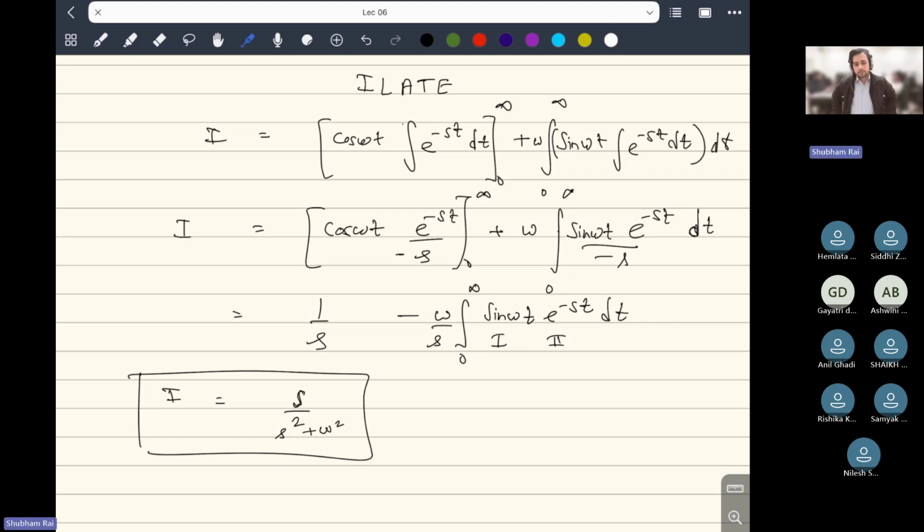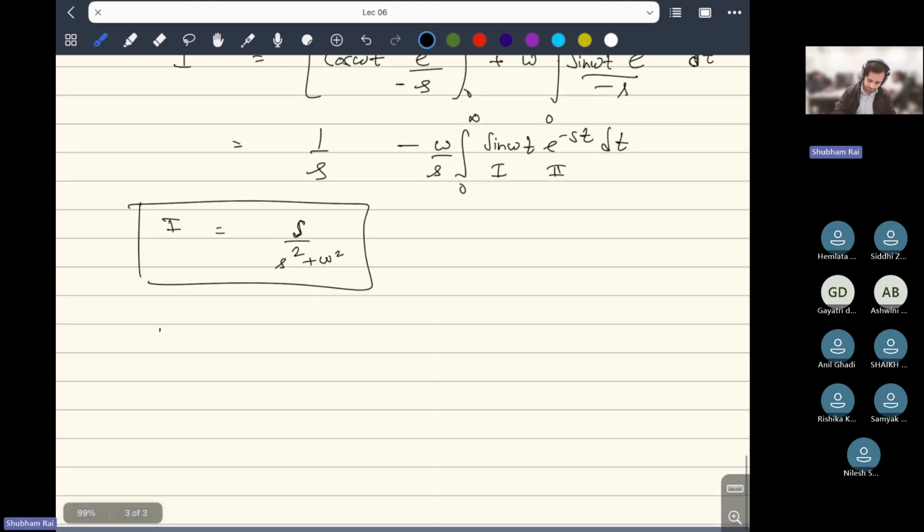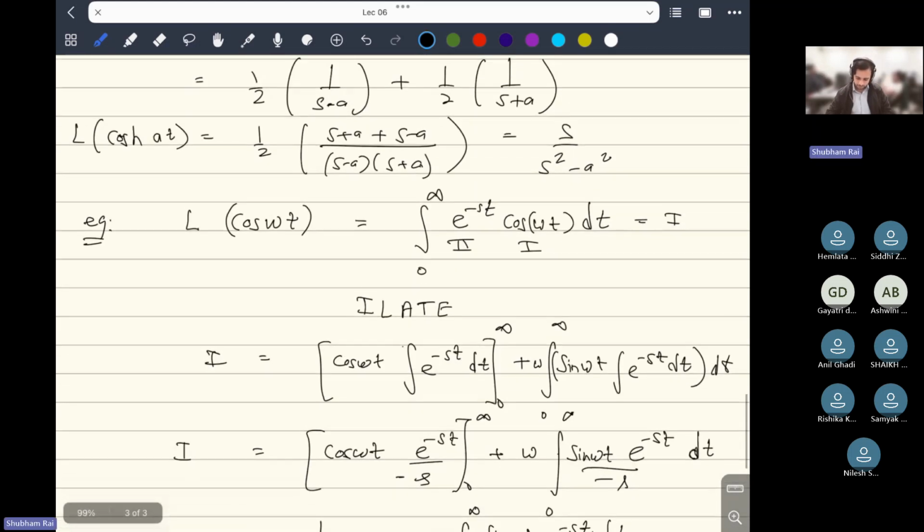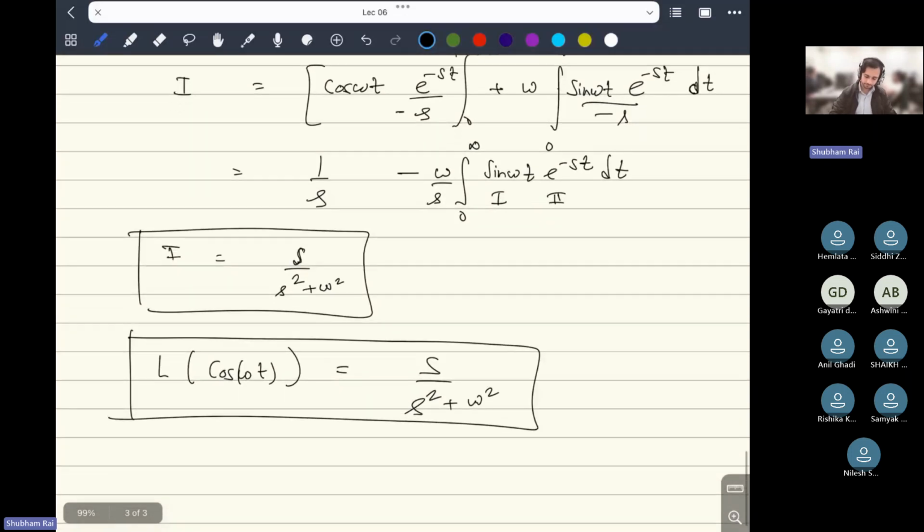And then finally you will get this term. So what we can conclude is, Laplace transform of cos omega t will be s over s square plus omega square. You just have to solve this integral, okay.